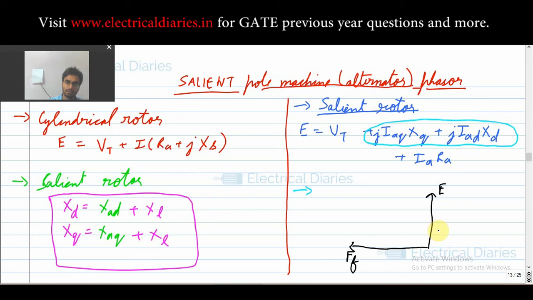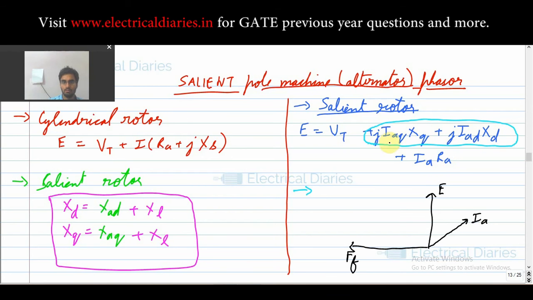Now I am assuming that your machine is in the lagging power factor. So your current will lag. Your current will be in this fashion, IA. It will lag your EMF. Your equation is E is equal to VT plus jIAQ XQ plus jIAD XD plus IA RA.